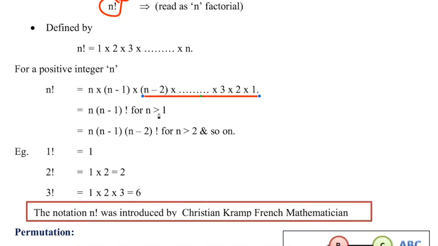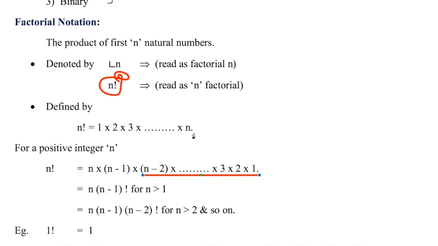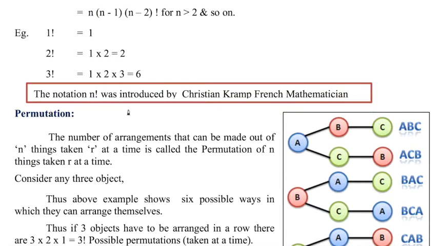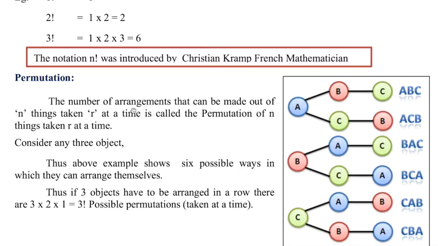This is for n greater than 1. Why n greater than 1? If n is not greater than 1, that is undefined. For negative integers, the factorial is not defined. It is defined only for positive integers and 0. So n into n minus 1 into n minus 2 for n greater than 2 and so on, n minus 2 factorial. What is 1 factorial? 1 into 1. 2 factorial? 2 into 1. 3 factorial? 1 into 2 into 3. The notation n factorial was introduced by Christian Kramp, the French mathematician.